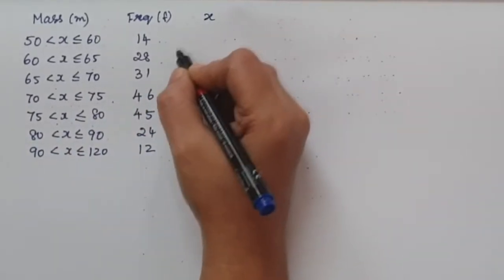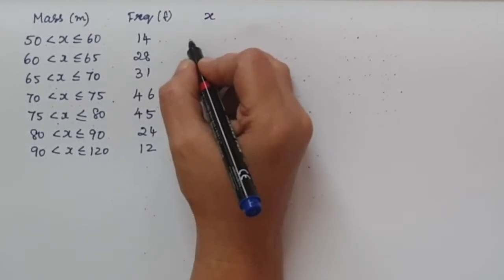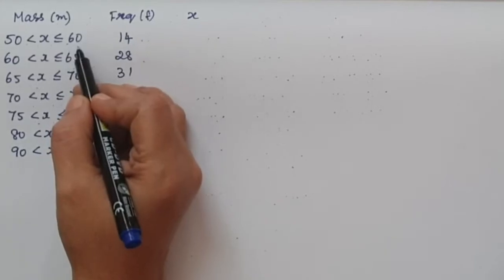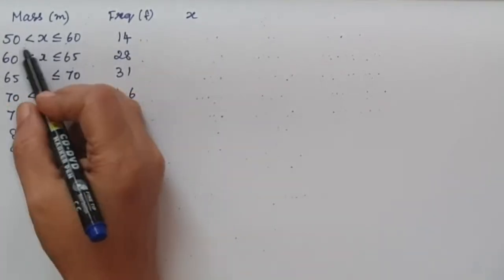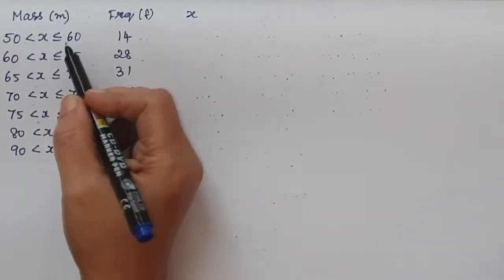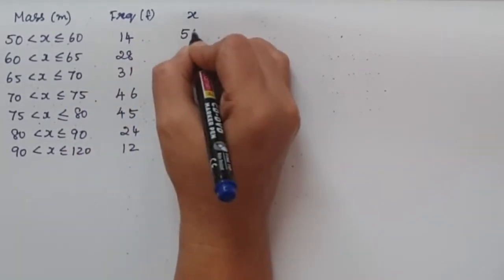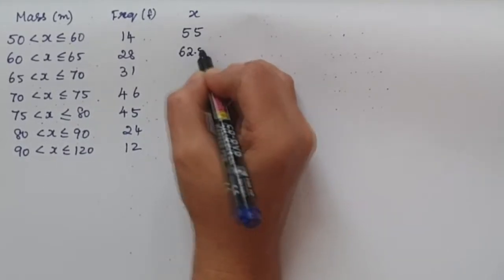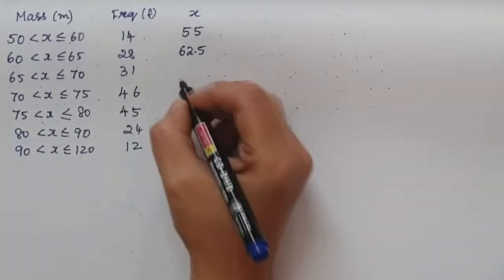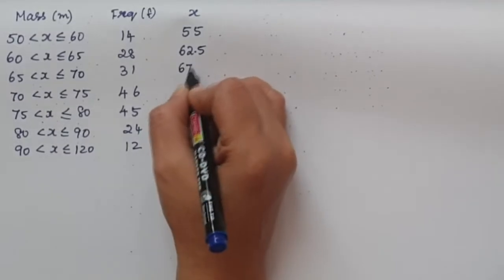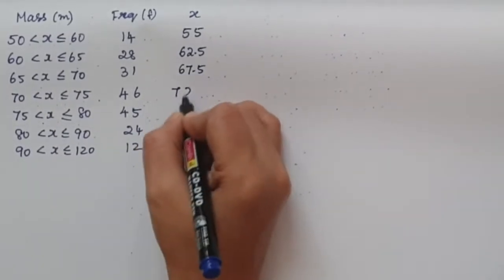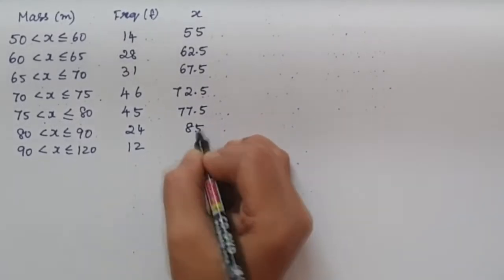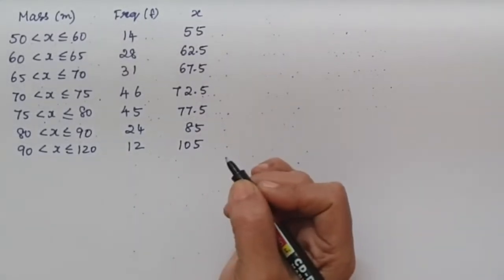So we just write the x values. When we write the x values, we just add the upper limit and the lower limit and divide by 2, or find the average of these. So 50 plus 60 divided by 2 will give us 55. In the same way, 60 plus 65 divided by 2 is 62.5. Then 65 plus 70 divided by 2 is 67.5. Like that, when we do it, it is 72.5, 77.5, this is 85 and this is 105.